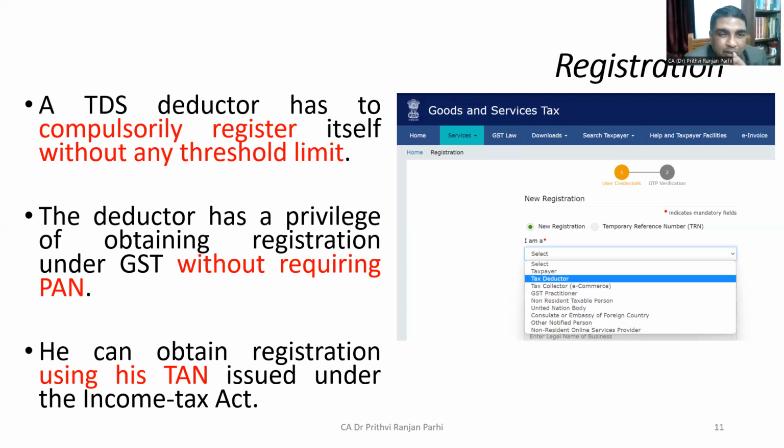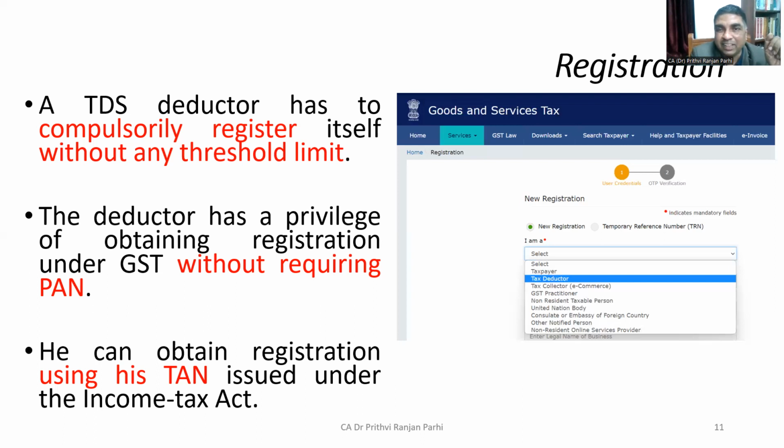Now, in this case, the deductor has the privilege of obtaining registration even without PAN. GST is a PAN-based number. If you want to register yourself, first of all, you are required to have your PAN. But here it is possible to get registered without a PAN number also, if you have a TAN. Many government departments do not have a PAN card because they do not have any taxable income, so they do not apply for one. But they have a TAN where they are required to deduct tax at source under the Income Tax Act. So by using that TAN, one can apply for registration.